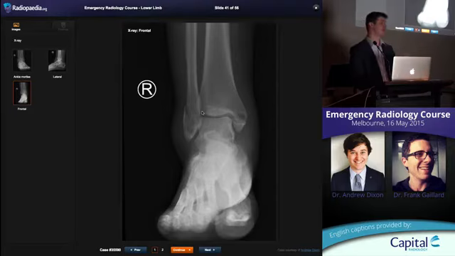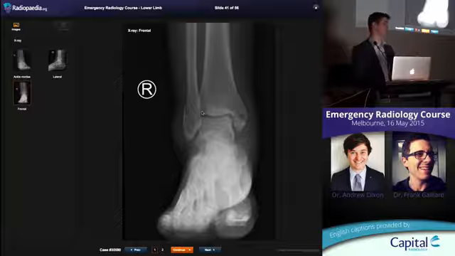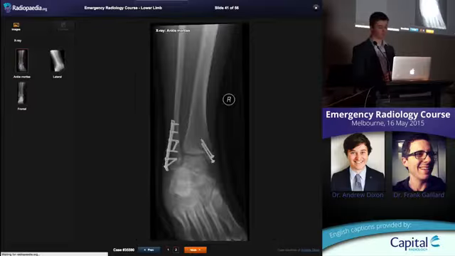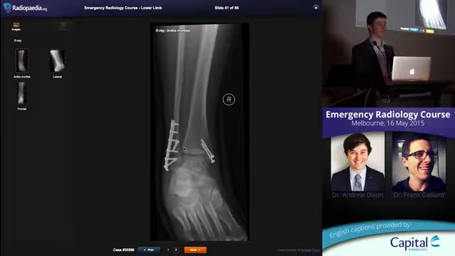In my report, I don't usually say it needs surgery. I say this is an unstable fracture. Okay, that means you guys need to fix it. And there they have fixed it, but did they listen to our report? We said tibiofibular syndesmosis is disrupted.